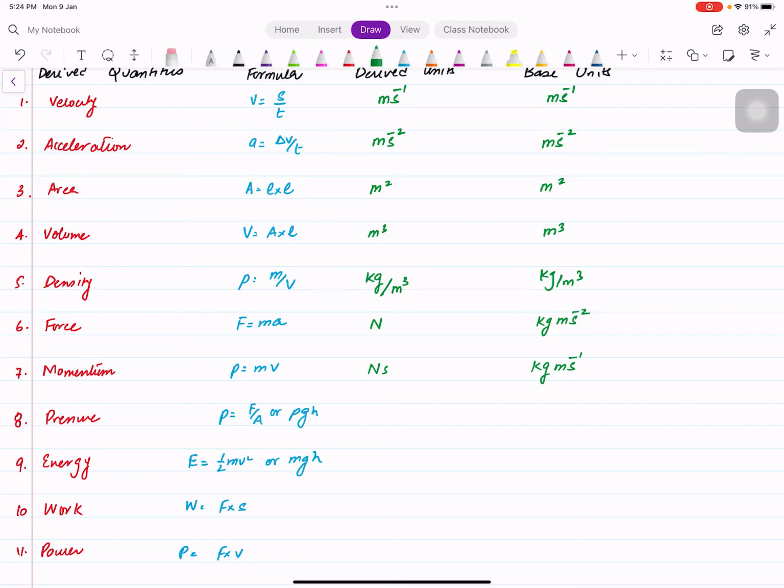Then pressure, you can use any of these. It's up to you. If you use force over area or rho gh, pressure is given in pascals. So pressure is force over area. Now force base units are given right here, which means we can write these units as kg meter second minus 2, divided by area, which is meter squared. So basically it will be kg meter minus 1 second minus 2. Is that clear, everyone?